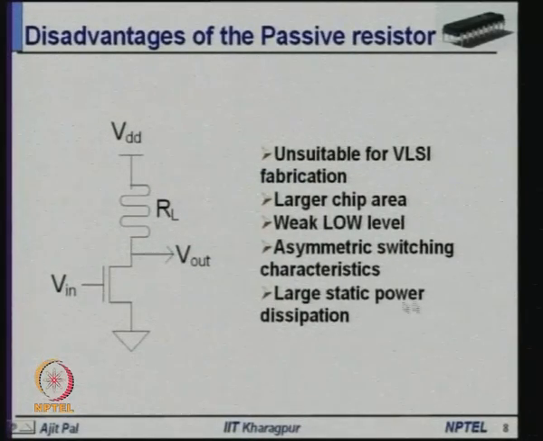Fourth factor is large static power dissipation. What do you really mean by static power dissipation? Static power dissipation is when the input is not changing. Then what is the power dissipation?